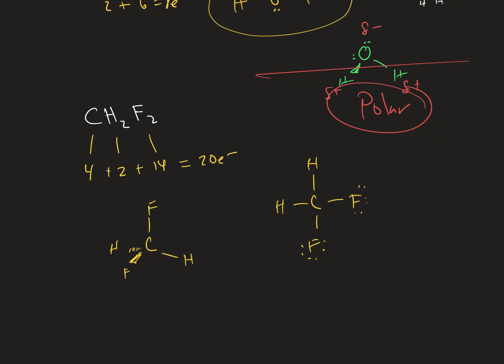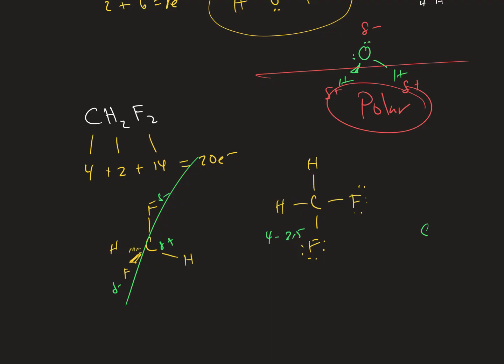What about carbon and fluorine? Is it polar? We got 4 subtract 2.5. That's definitely polar, right? 1.5. Partial negative, partial positive. Can we separate the positives from the negatives? We sure can. We don't have to worry about the hydrogens because they're not polar.